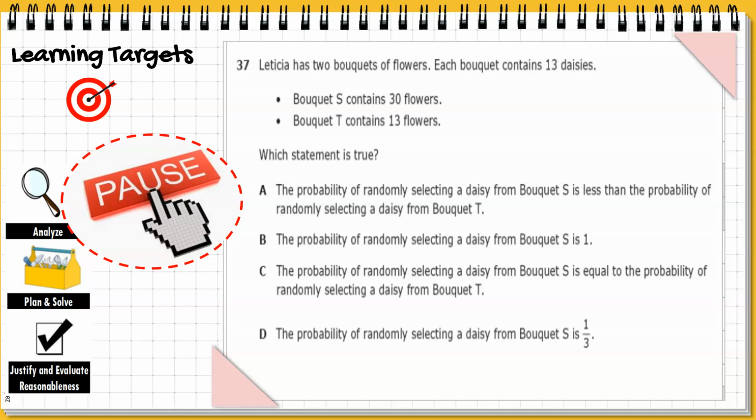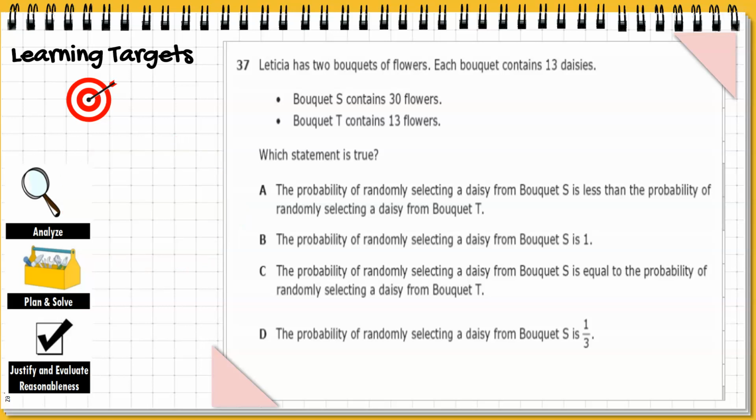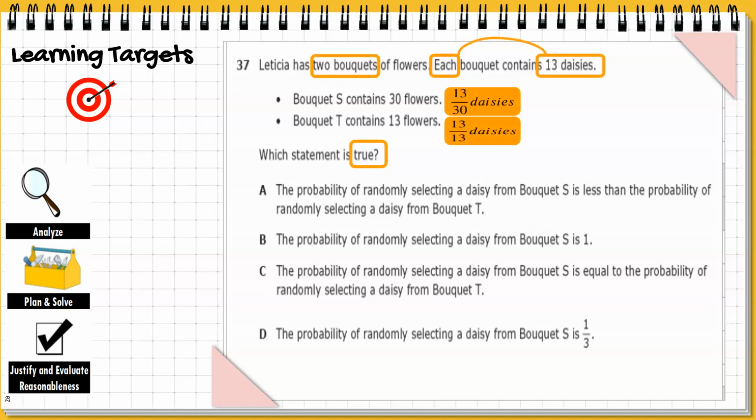The first thing in our problem-solving process is to analyze. So we're going to start by analyzing this problem. Leticia has 2 bouquets of flowers. Each bouquet contains 13 daisies. Bouquet S contains 30 flowers. Bouquet T contains 13 flowers. Which statement is true?